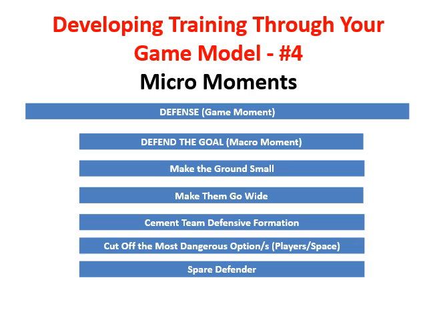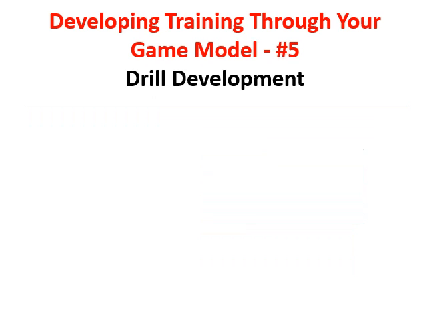So what this does now is, for defend the goal, it gives you 5 specific micro moments that you can train specifically. You might have one drill or one scenario where defenders have to make the ground small. Or you might have a spare defender drill, and the spare defender is the one who needs to be cutting the ball off. So if you've got your 4 game moments, that means you've got 8 macro moments, which means with 5 micro moments for each macro moment, you could have 40 different situations, scenarios, micro moments to train at training. Some of them will overlap, some of them will integrate with each other, as we'll see later on, but you're best to isolate them first.